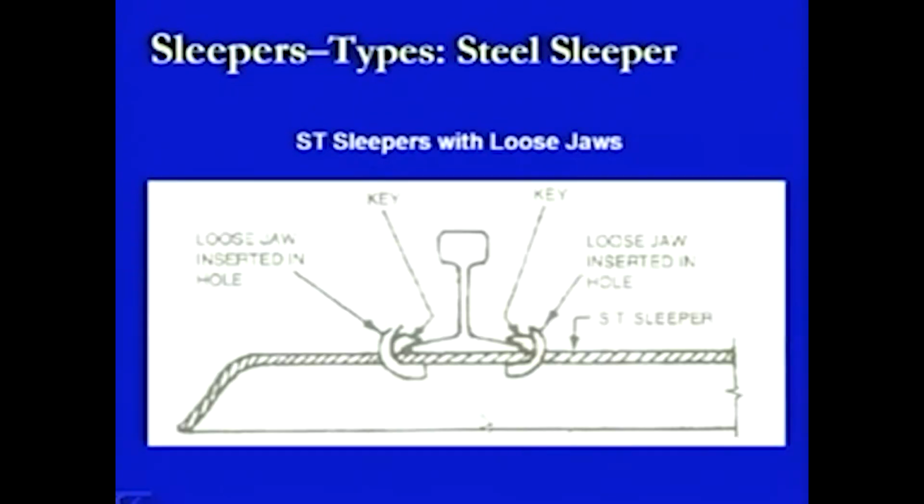This is another case where the loose jaw condition is shown. This is a loose jaw being provided here as well as here, and again this rail section is being placed and being held up by using the keys between the rail section and the loose jaws. So, this is another type of the steel trough sleeper.